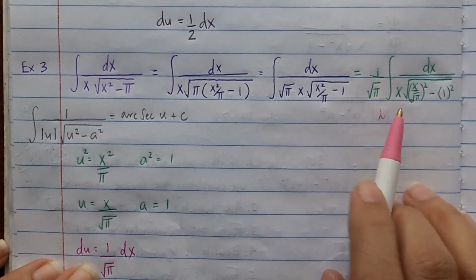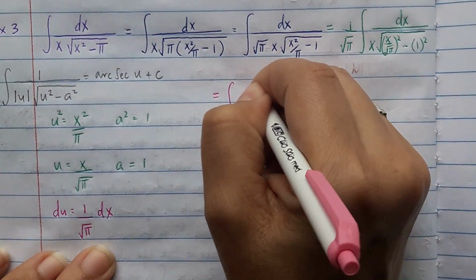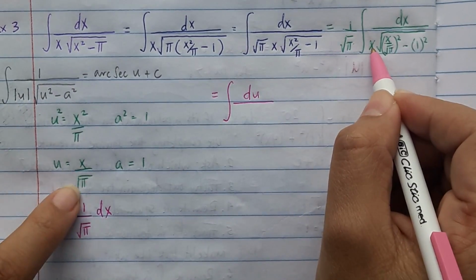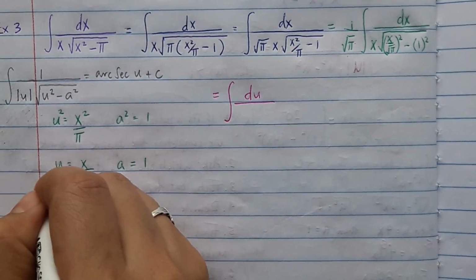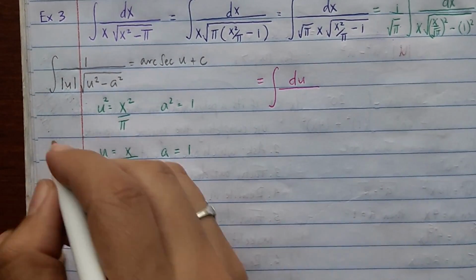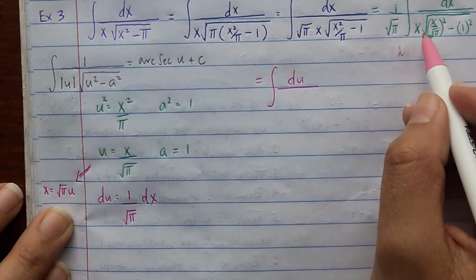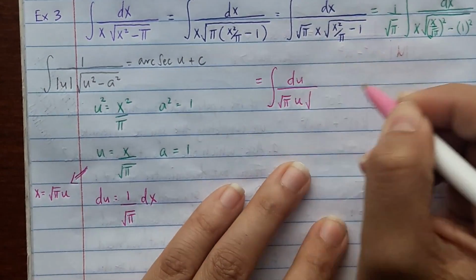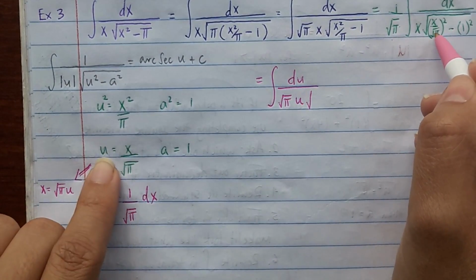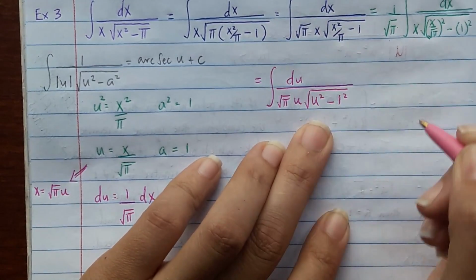So du is equal to 1 over radical pi dx, which is going to be a straight-up substitution. So write the integral, which is going to be du, because all that has become du, over x. So I need to find what x is. All I have to do is multiply both sides of that by radical pi, so radical pi u equals x. So that's what I'm substituting for x. So x is radical pi u, and then the square root of u squared minus a squared, or 1 squared.